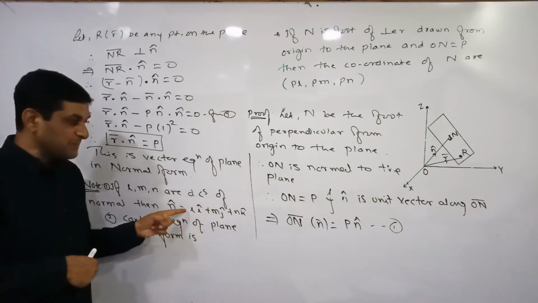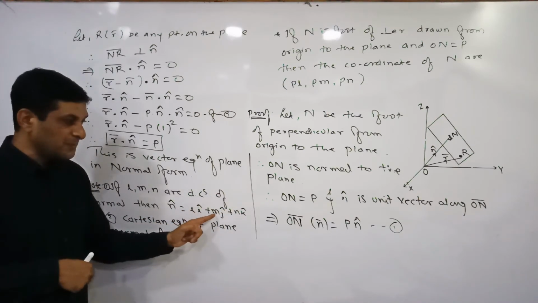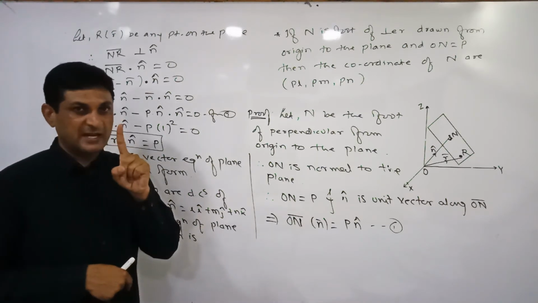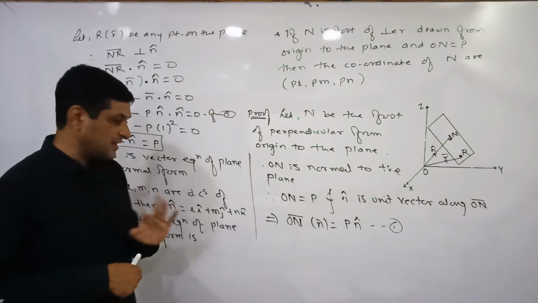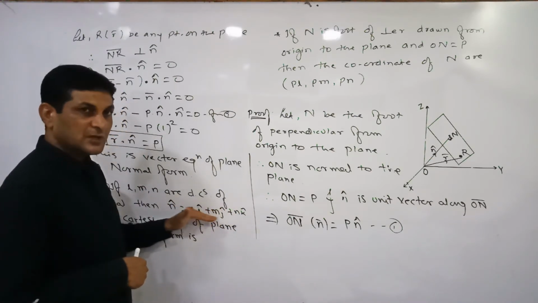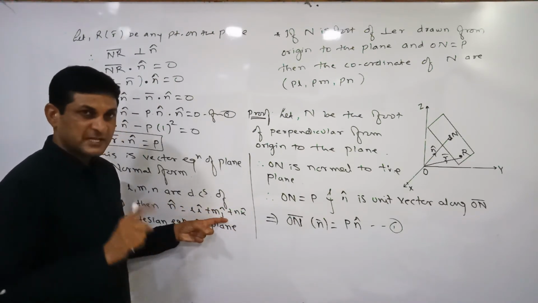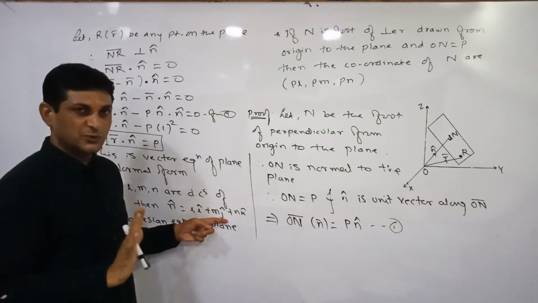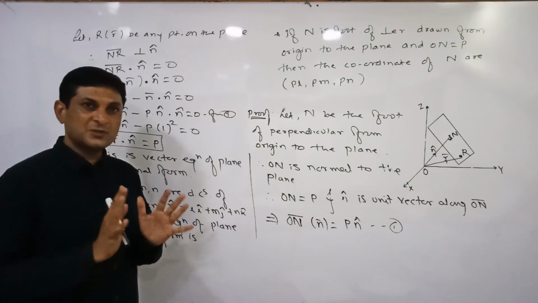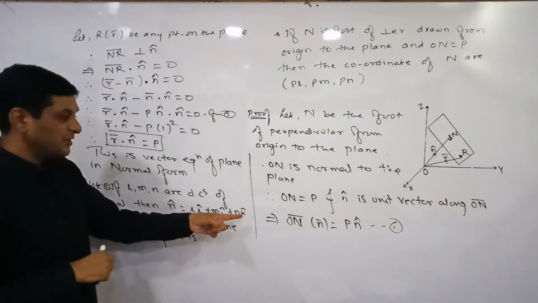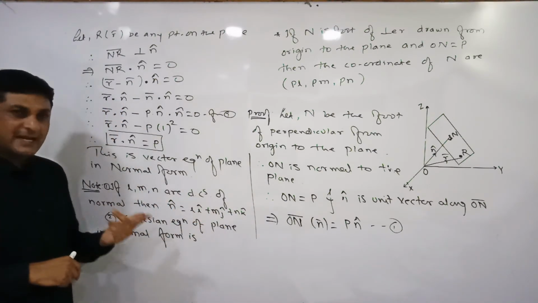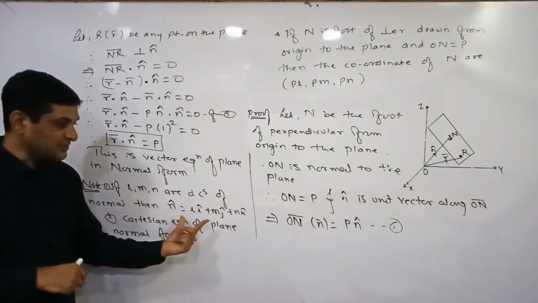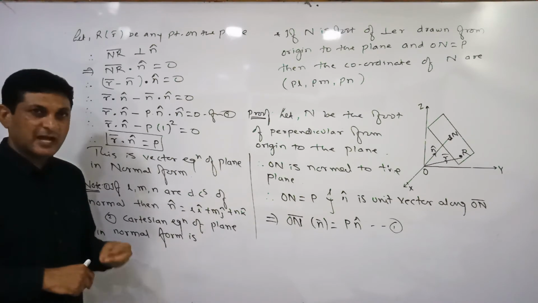If we find its magnitude, what will we get? Under root l square plus m square plus n square. But l square plus m square plus n square is 1, and the value of root 1 is 1. This means the magnitude of this vector is 1, that's why we can say that it is a unit vector. Whenever direction cosines are given to us, we are able to find the unit vector of that line. Here the direction cosines of the normal are l, m, n. That's why this is the unit vector along the normal.